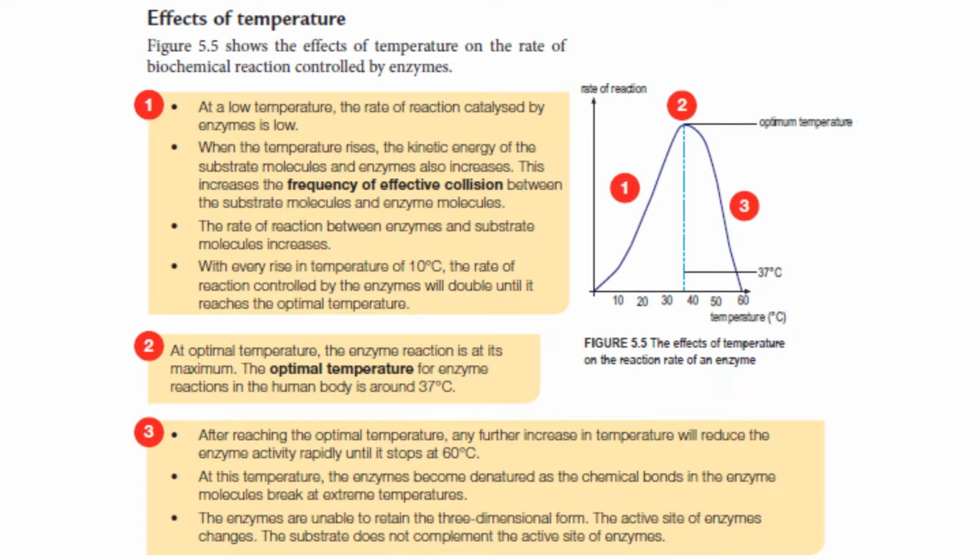What happens at phase 3, which is after reaching the optimal temperature? Any further increase in temperature, if higher than 37 degrees Celsius, it can be 50 degrees Celsius, will reduce the enzyme activity and stop completely at 60 degrees Celsius. What happens here is that at this temperature, the enzyme becomes denatured. You must know what denature means, which is that the chemical bonds in the enzyme molecule will break at extreme temperature.